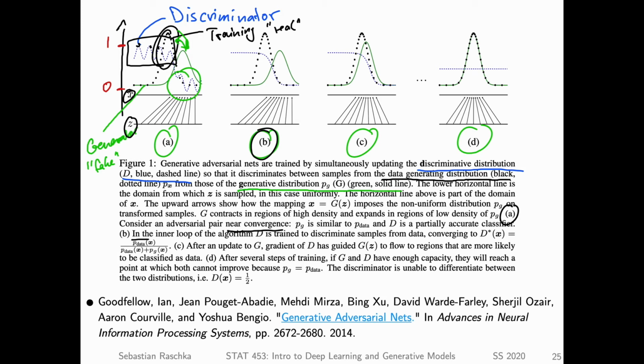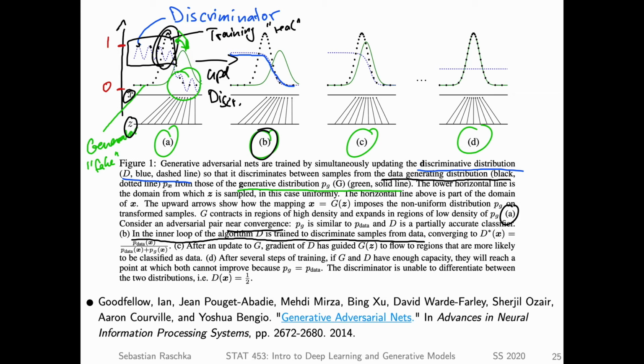In step B, the inner loop of the algorithm, D is trained to discriminate samples from the data, and so on. That means the discriminator is updated here. After this step, we update the discriminator. And what we can see now is that the predictions are more confident. It's not fluctuating anymore, because that's after we trained it on the current state of the generator.